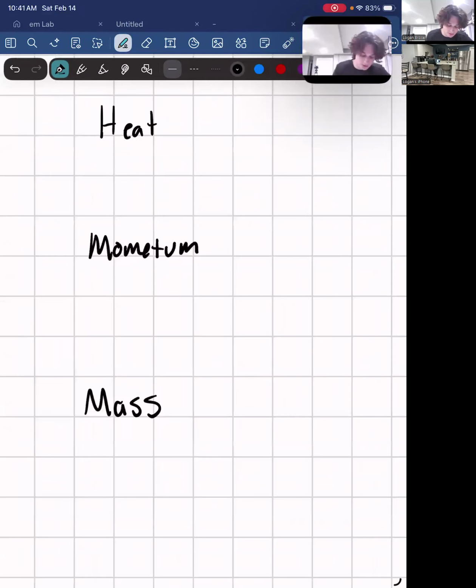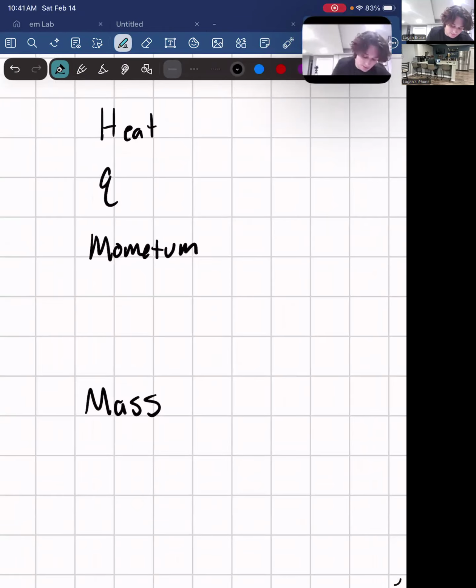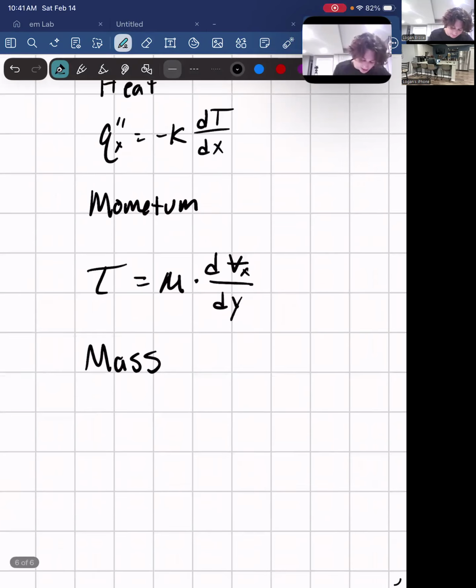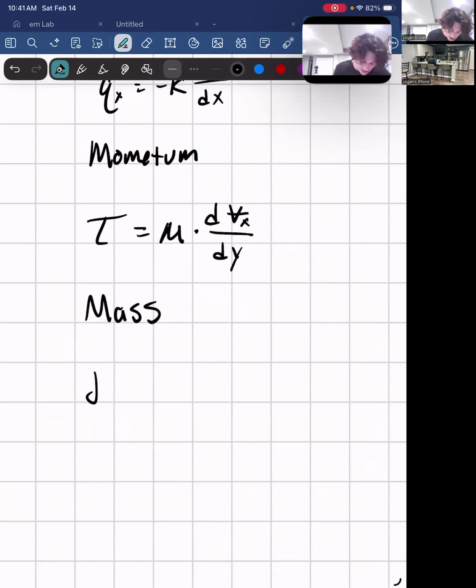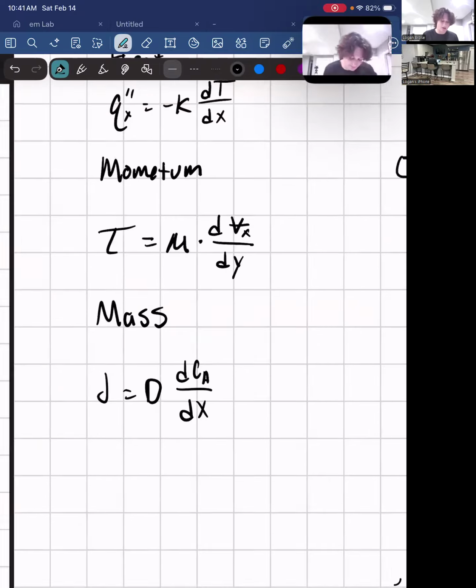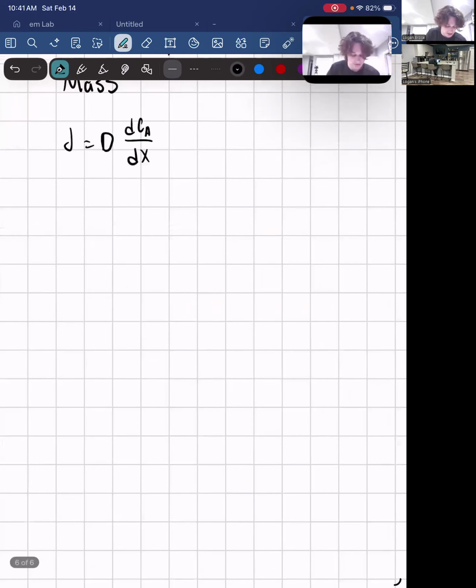So the equations we're gonna be using for each, right? We have our heat flux equals our thermal conductivity times our change in temperature over change in position. For momentum, we'll be using the equation shear stress equals the viscosity times the shear rate, which is the change in velocity in the x direction with respect to y. And then mass, we'll be using J equals the mass diffusivity times the change in concentration of A over the change in position. So first we'll look at heat.